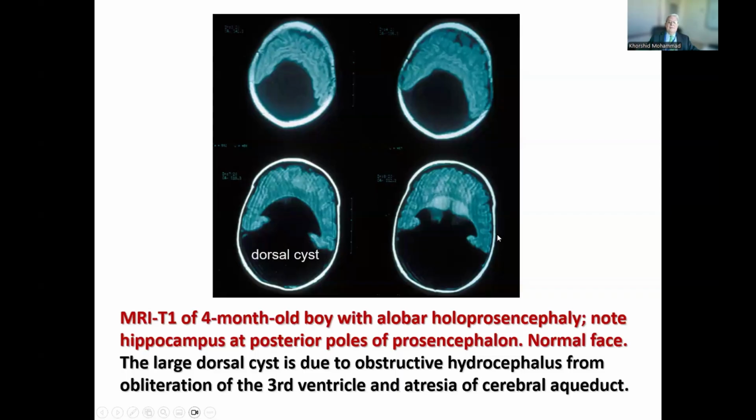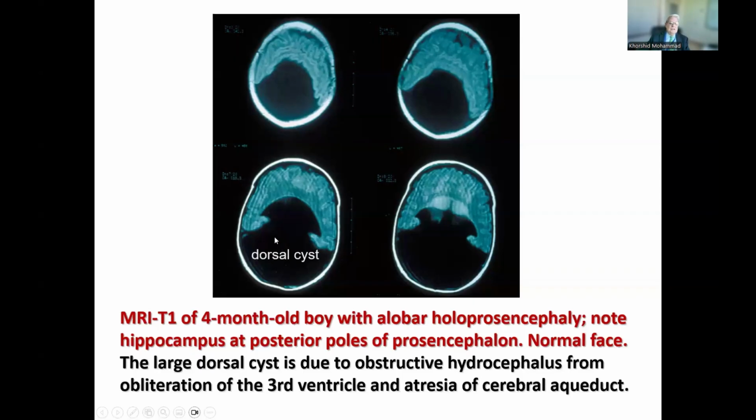Here's an MRI of a 4-month-old boy with alobar holoprosencephaly. And you can notice that in the two bottom views, in the posterior part of the hemispheres, you can see that there are hippocampi, but the hippocampi are dorsal in position. They're not ventral because they have not rotated, so-called rotated, to a more ventral position. And you always have this large so-called dorsal cyst in holoprosencephaly.